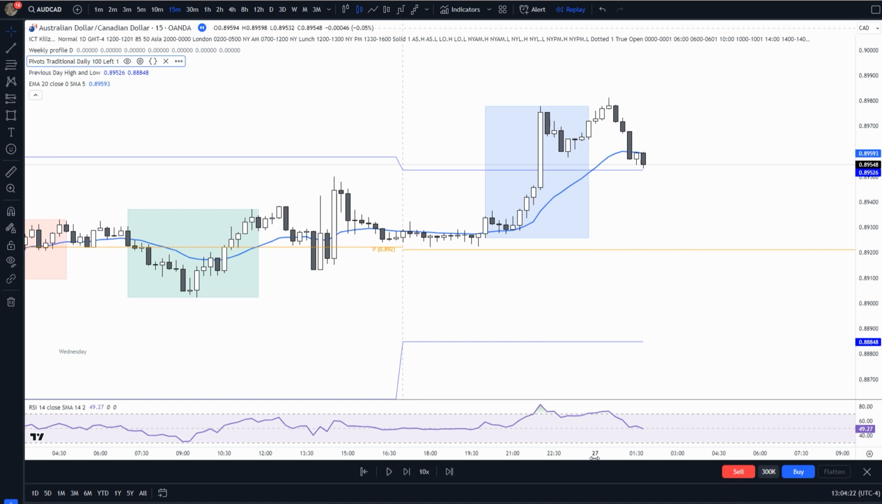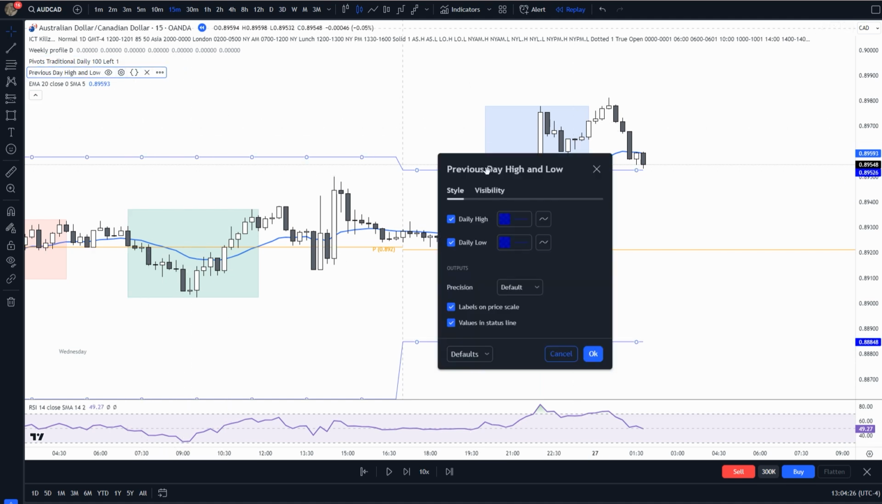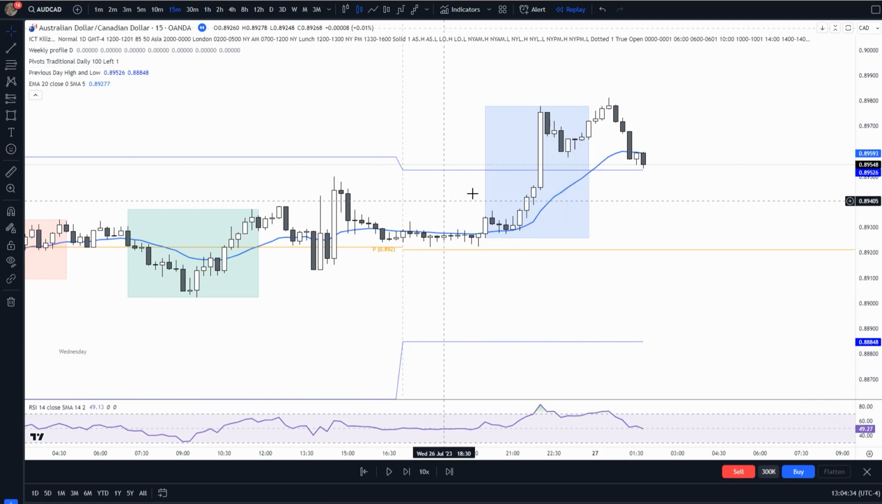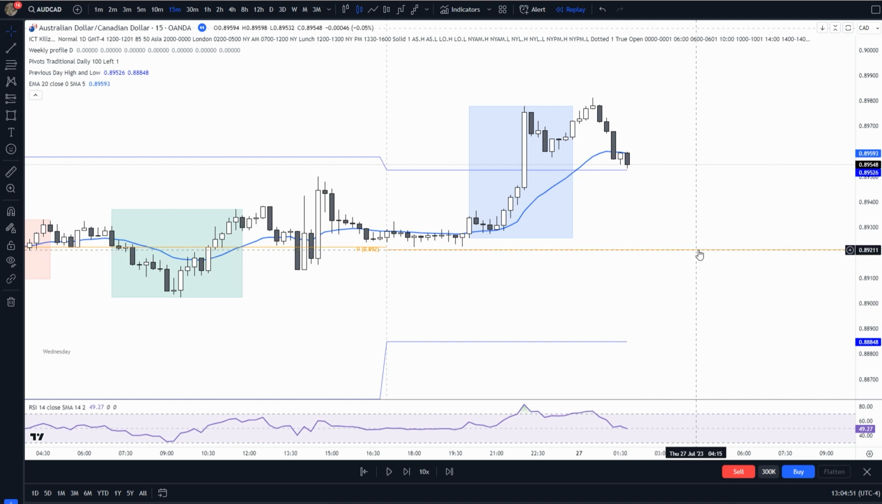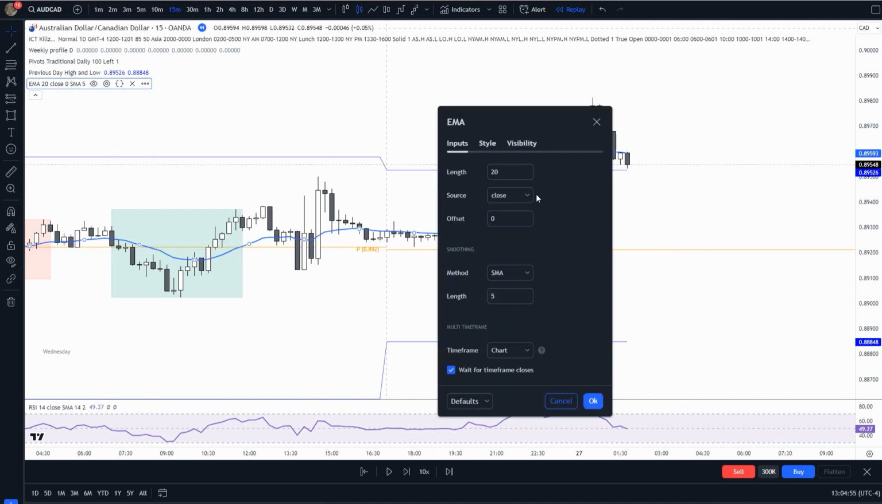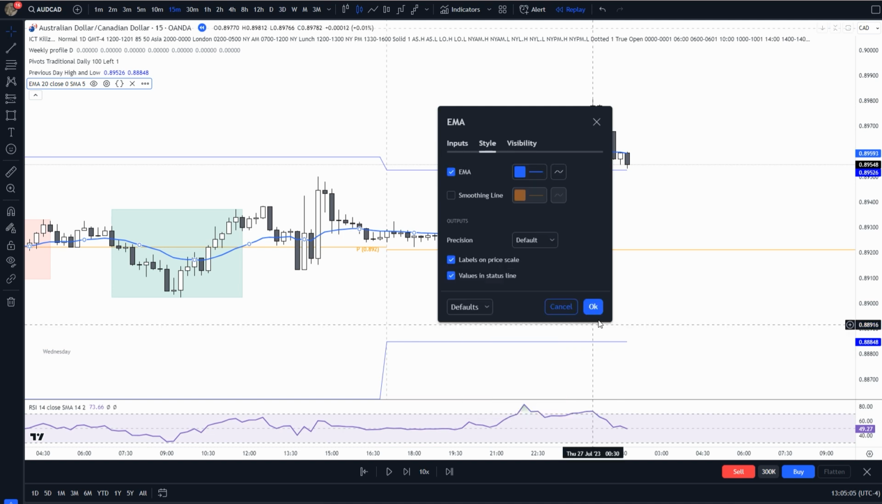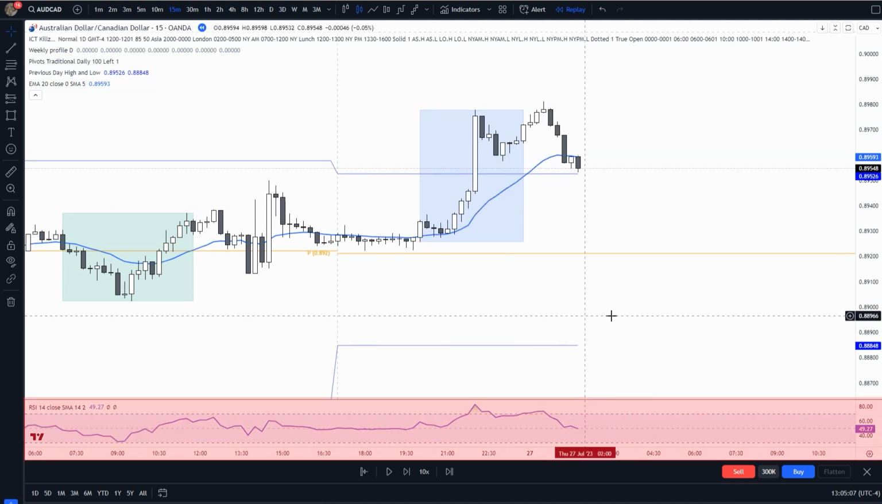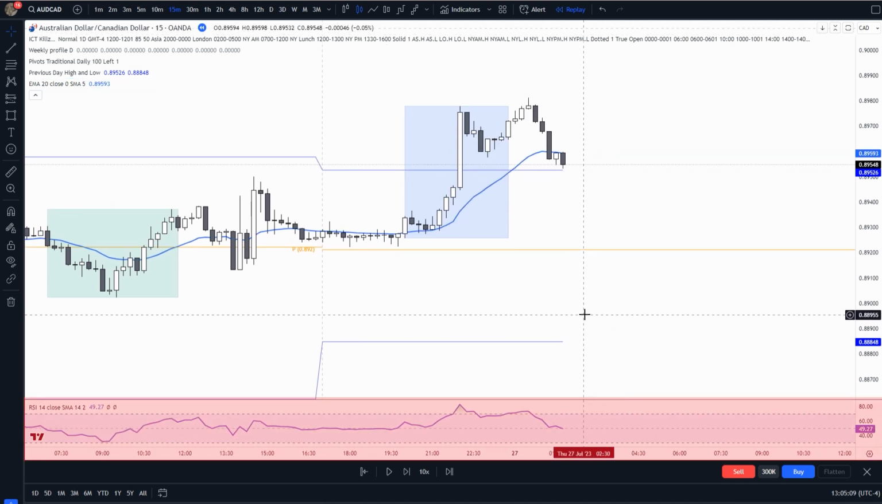Alright, another important indicator is previous day high and low. I use the default settings, very simple. You can see it in the chart. It is a blue line for the previous day's high and low. Another one is the 20 EMA, a default indicator. I guess we all know that. And the last but not least, I added an RSI with the default settings.